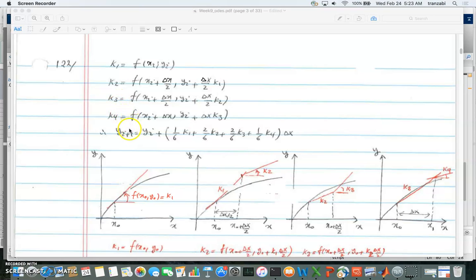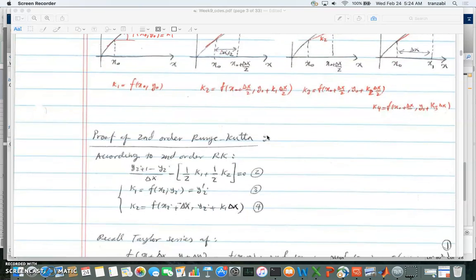And at the end, the next y value is the current one plus the weighted average of the k values: 1 k1, 1 k4, and then 2 k2, 2 k3. And divide by 6 because the sum of the coefficients is 6, 1 plus 2 plus 2 plus 1.